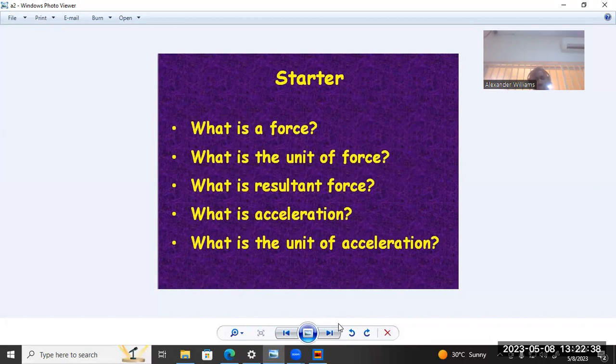What is acceleration? Anybody can help me? Lucy, can you tell me acceleration? That's great. The rate of change of velocity with time. You're correct. Then can you also help me? What's the unit of acceleration? Meters per second per second. You have all done well.